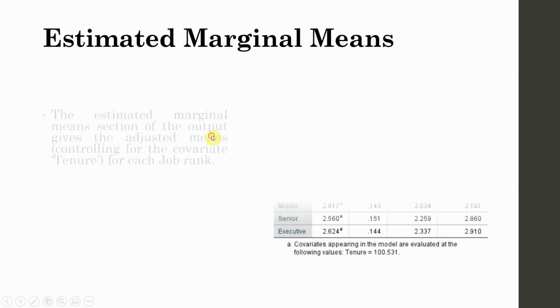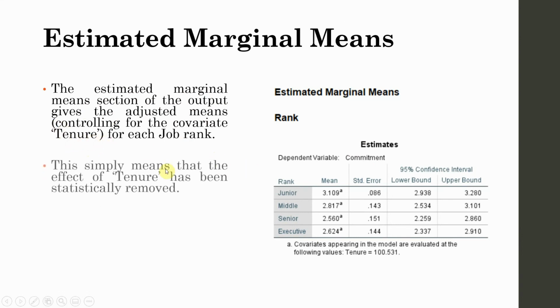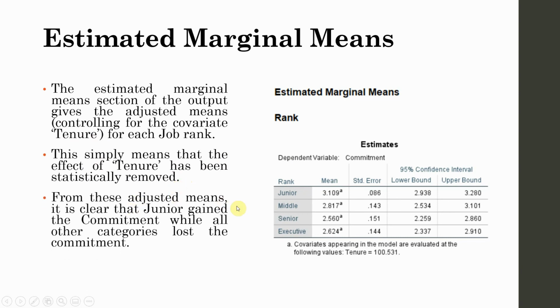Now what do we mean by estimated marginal means? The estimated marginal mean section of the output gives us adjusted means by controlling for the job tenure, that is your covariate. This simply means that the effect of tenure has been taken out statistically from the mean calculation. From these adjusted means, we can see that junior clearly gained in commitment, while all other categories lost commitment.